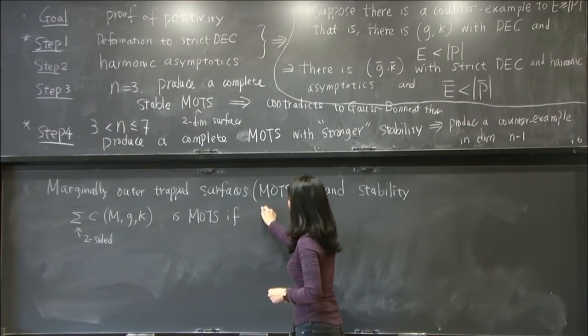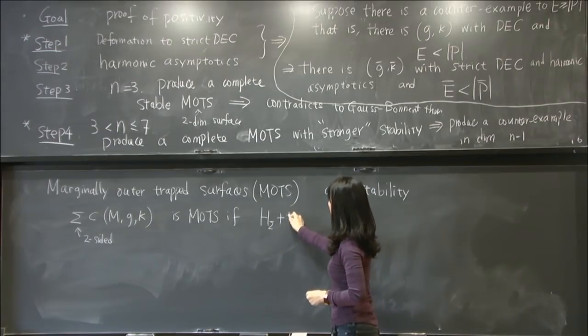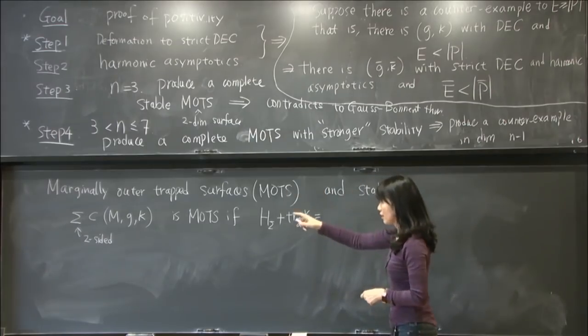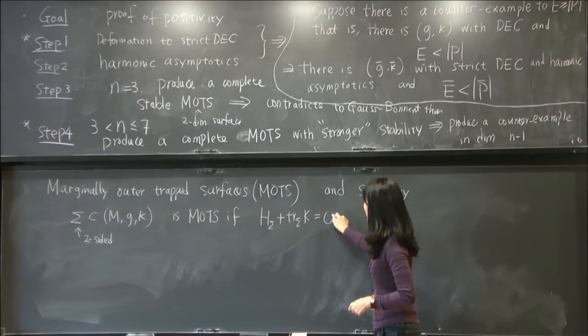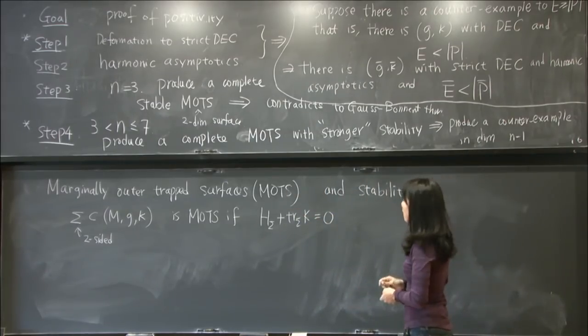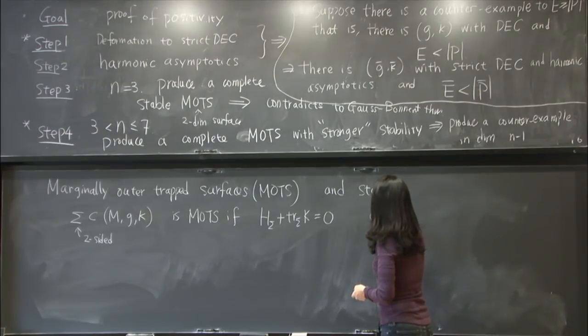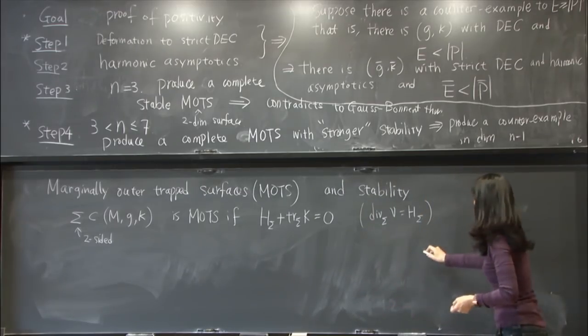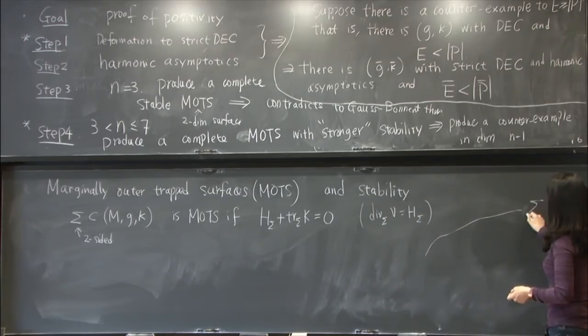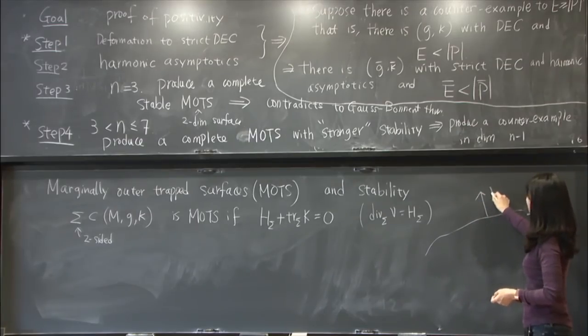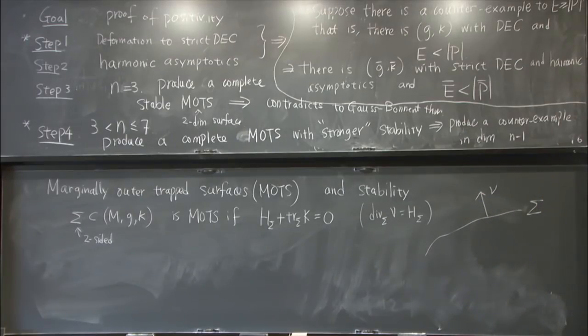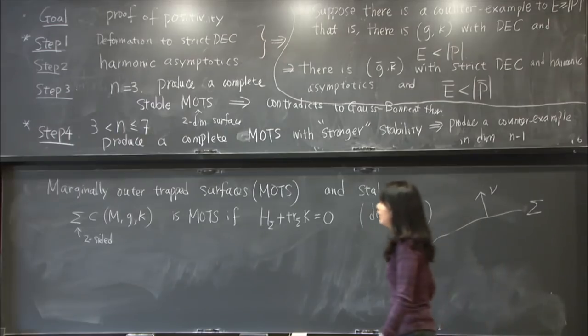If the mean curvature is prescribed by the trace of the ambient symmetric 2-tensor restricted on the surface, this equals 0. Where here our mean curvature convention is for a choice of a normal vector. So this is sigma. So you can choose a normal vector, and then if that satisfies this equation, it's called a MOTS.